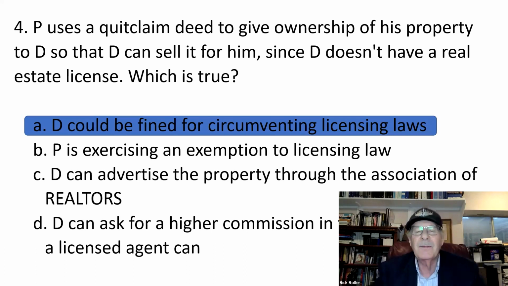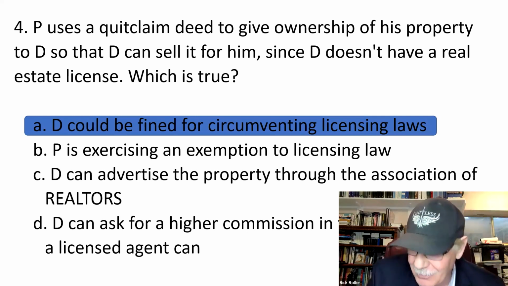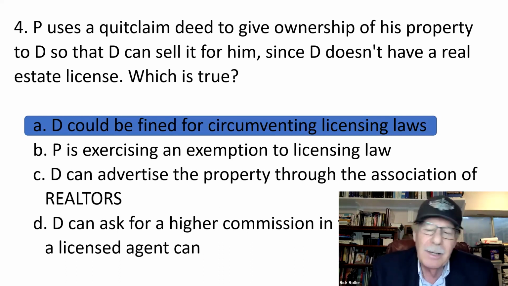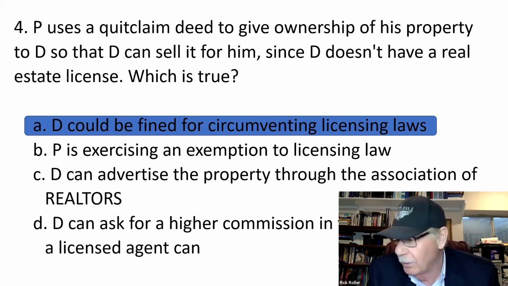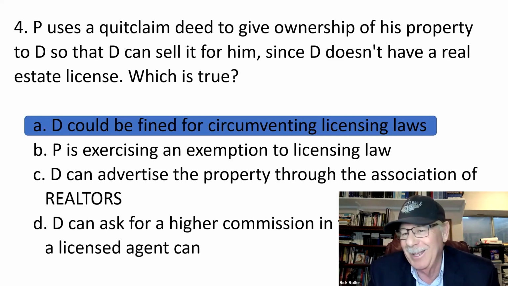Just because you set it up, they're going to look at form over function. And yeah, okay, the form is there, but what is really behind this? The function of this was that P should have gone out and hired someone that actually had a license. You can't just take your friend D and say, well, you're a great salesman, why don't you sell it for me? I'll put you in title so that you can get away with it. No, it's not going to work. Who's going to turn anybody in on that deal? Some jealous agent that wanted the listing.